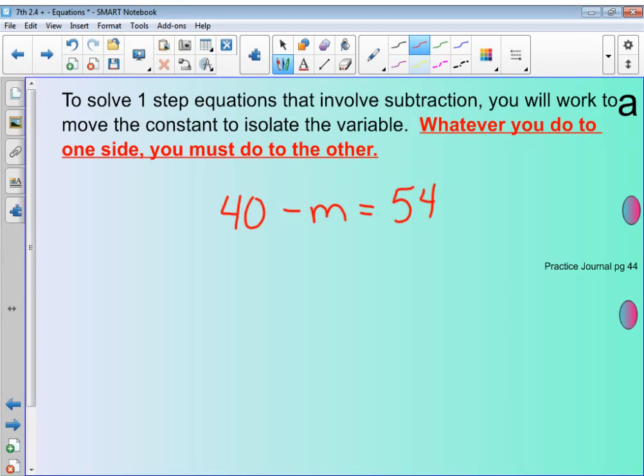Okay, so I want you to go ahead and work your way through to find out what m equals. So remember, you're isolating by doing the opposite, or you're doing the flip-flop method. So go ahead and pause the video and work your way through either doing the opposite with that integer of 40 or doing the flip-flop method. You should have ended up with m equals negative 14.